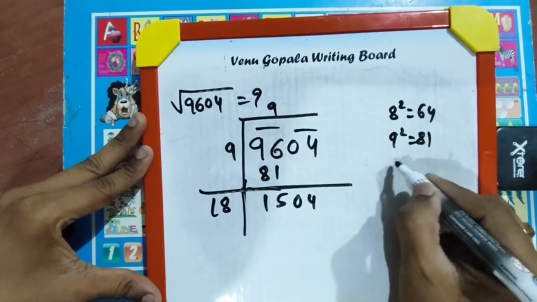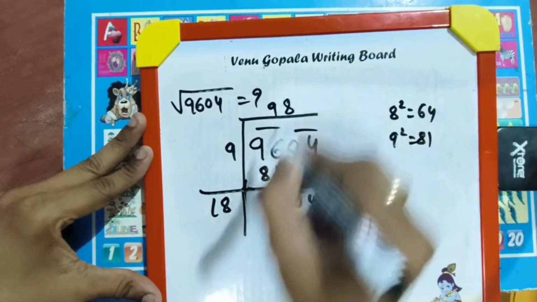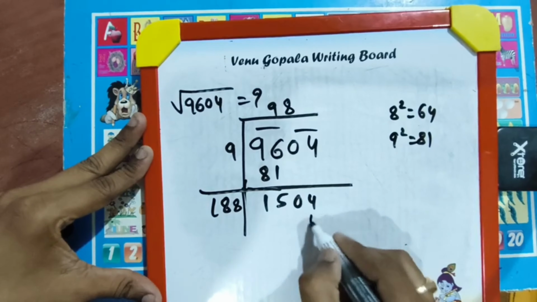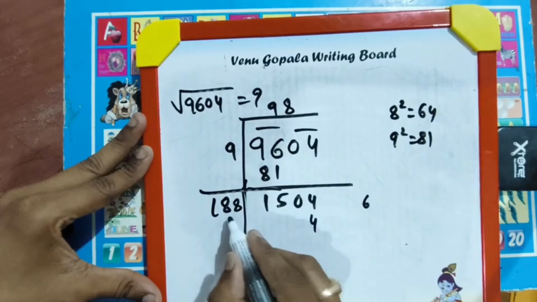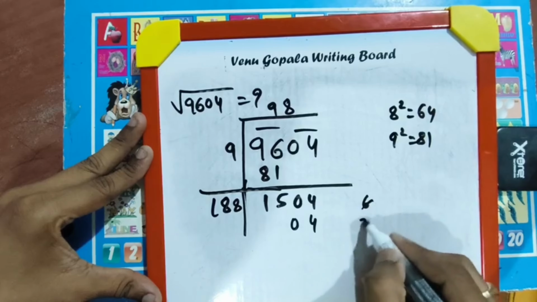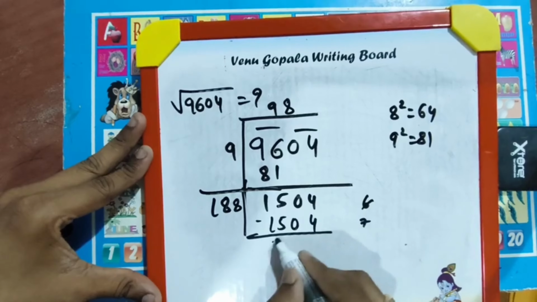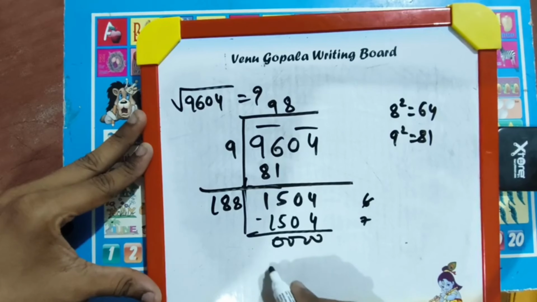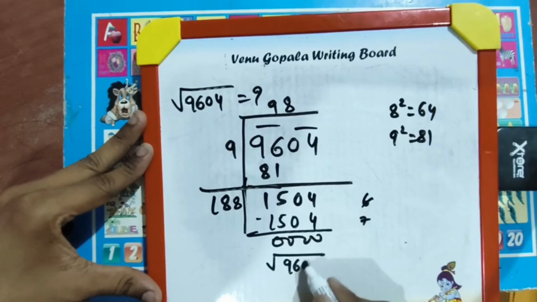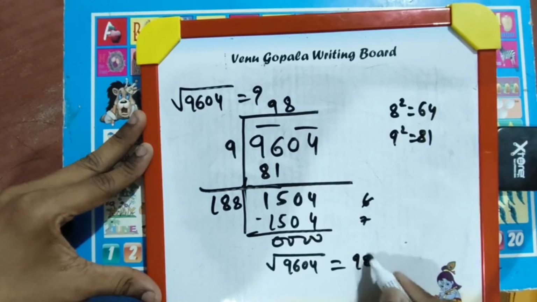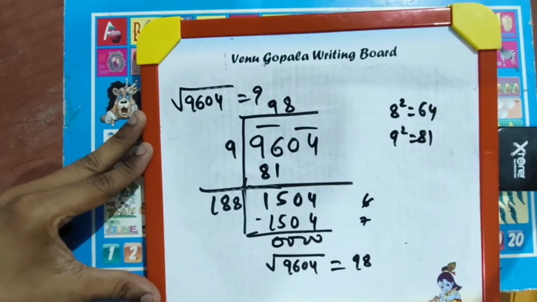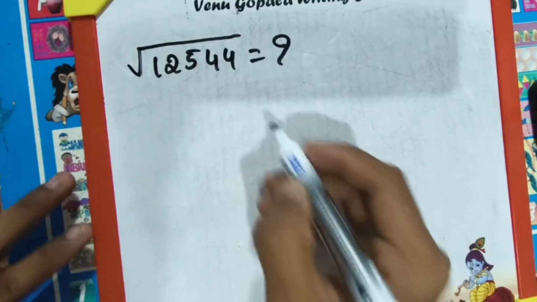I want a square number whose unit digit is 4. 8 square 64. I'll try. 8 8s are 64. Carry 6. 8 8s are 64 plus 6, 70. Carry 7. 8 1s are 8. 8 plus 7, 15. 1504 minus 1504 will give you remainder 0. Therefore, the square root of 9604 is equal to 98. 98 is the correct answer.